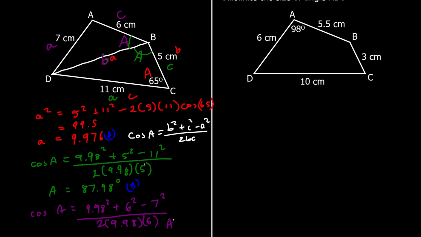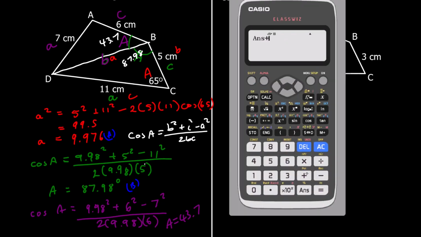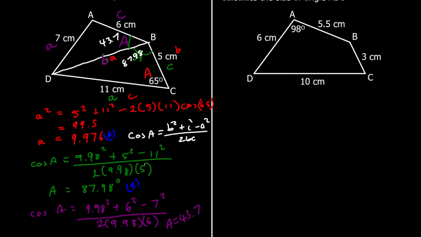So A is 43.7. So let's add them up. So we've got 43.7 here. We've got 87.98 here. So if I add the one I've got saved as B, I get 131.7. So angle ABC is 131.7 degrees. That is my answer.